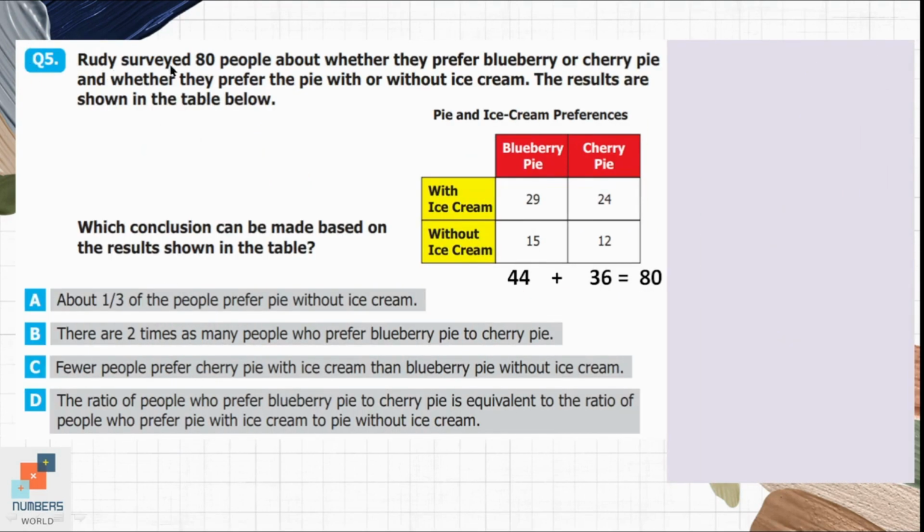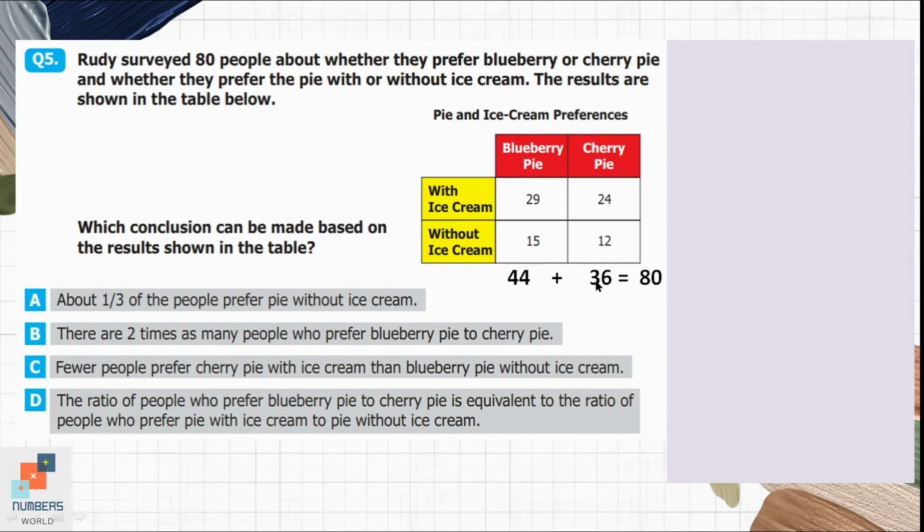Question number 5. Jury surveyed 80 people about whether they prefer blueberry or cherry pie and whether they prefer the pie with or without ice cream. The results are shown in the table below. Which conclusion can be made based on the results shown in the table? Let's calculate the total first. The sum of the blueberry pie with and without ice cream is equal to 44. To find the sum of cherry pie, we will add 24 and 12, that is equal to 36. So the total is equal to 80 if we add 44 and 36.